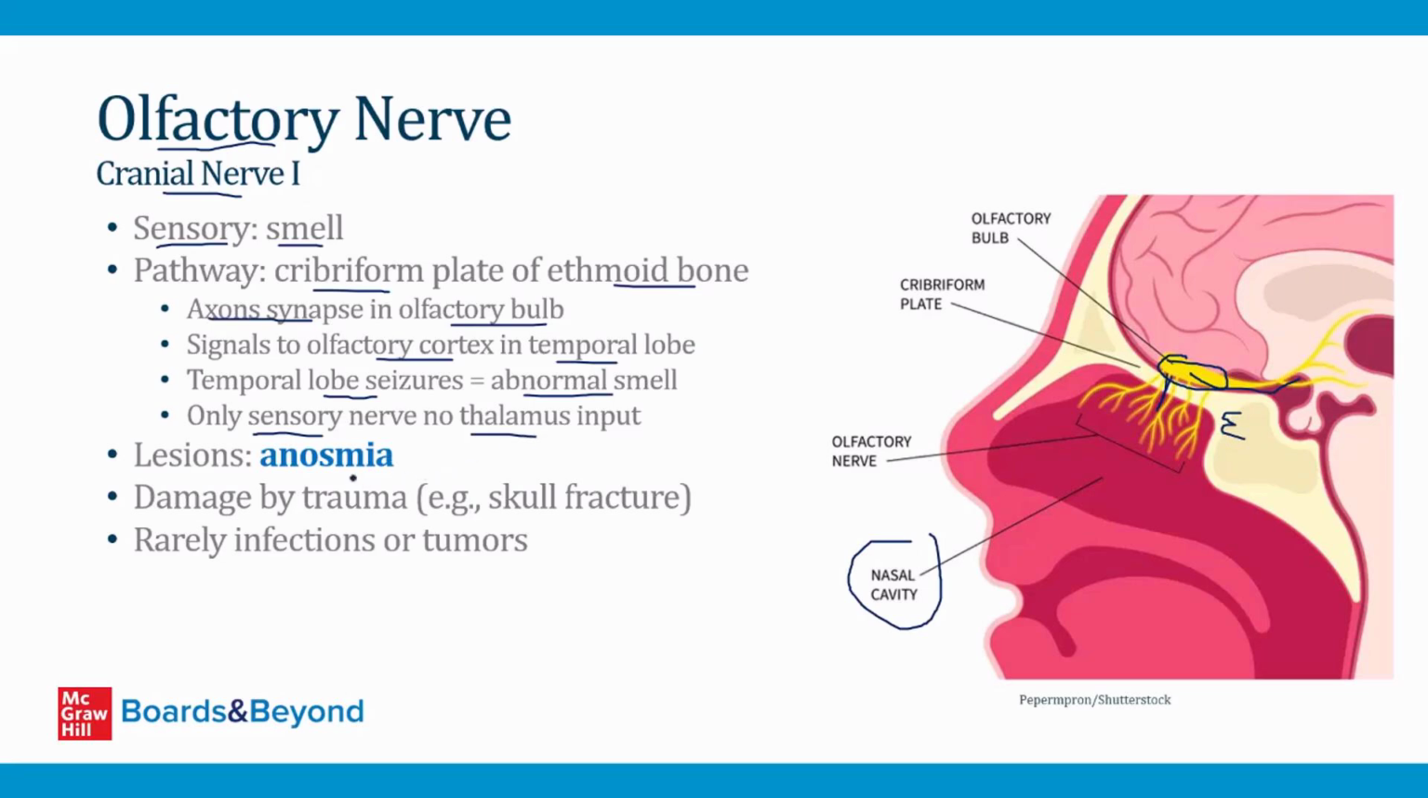If you get a lesion to this nerve, the clinical features are anosmia or loss of the sense of smell. This can happen from trauma, especially skull fractures. The ethmoid bone is a very small, thin bone. It's easy for it to be fractured in a trauma. And rarely you can have lesions of the olfactory nerve from infections or from tumors or other things.